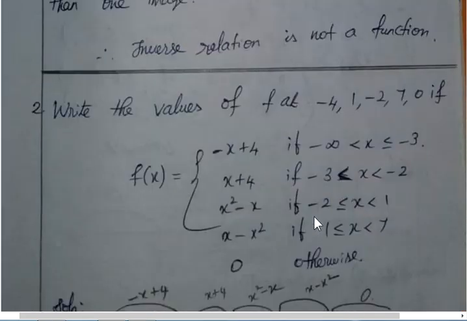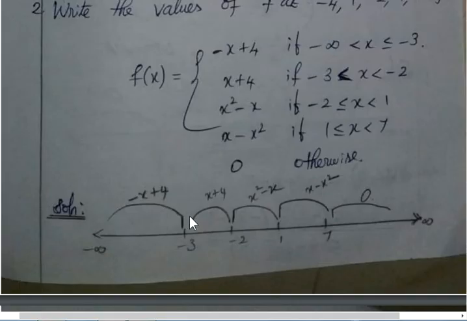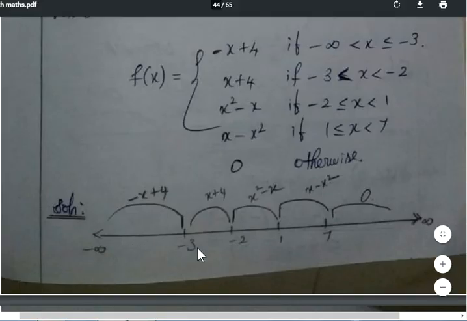Next, the second question: write the values of f at -4, 1, -2, 7, 0. Here the function is given piecewise, so we draw a real number line, from minus infinity to infinity. From minus infinity to -3, the value of the function is -x + 4; since the less than or equal to symbol occurs, we take up to -3. Between -3 and -2, the value is x + 4. Starting from -2 to before 1, the value is x² - x. Then from 1 to 7, the value is x - x², and 0 otherwise.